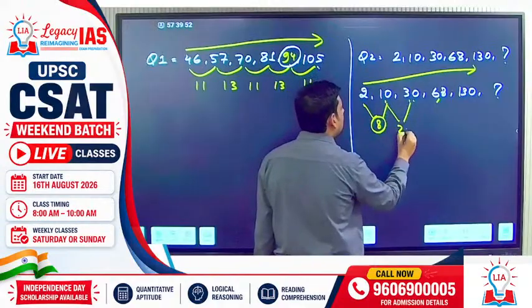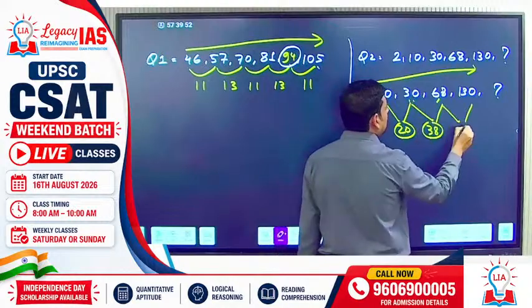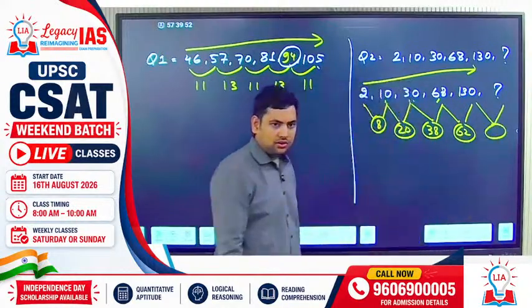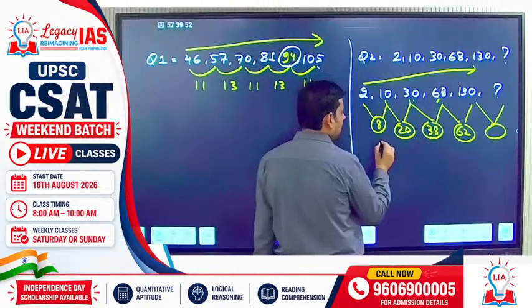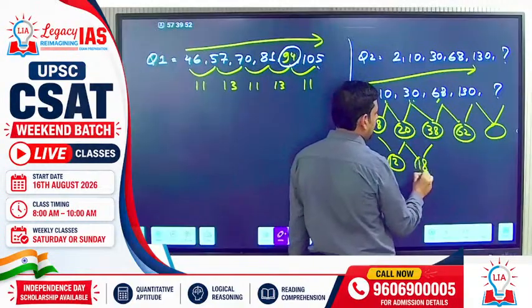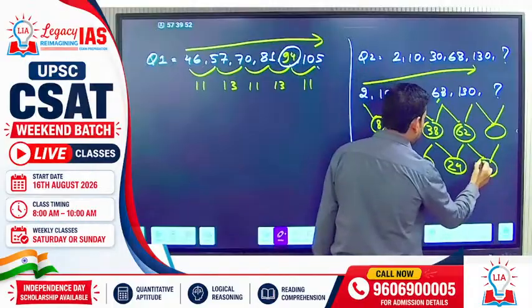8, 20, 38, 62. I don't know. Fine. Next. 12, 18, 24. Next, I don't know.